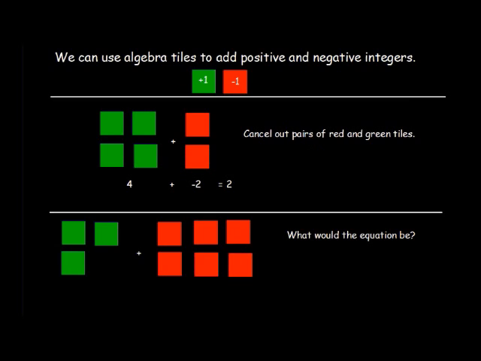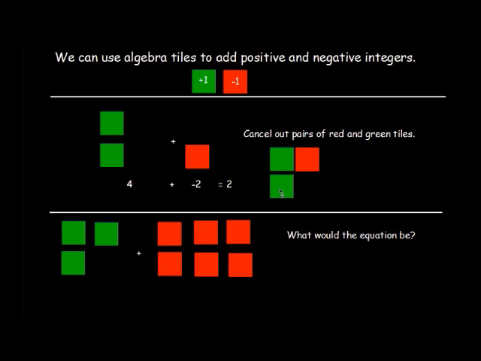Now, we can cancel out pairs. So what that means is, since we have more positives than we have negatives, we can combine them to make something called a zero pair. When we have one positive and one negative, those cancel out and they make a zero pair. So we go until we only have one color left, and what we have left is 2. So 2 positives, so they're green. So 4 plus negative 2 equals 2. So that's how we would do this with algebra tiles.